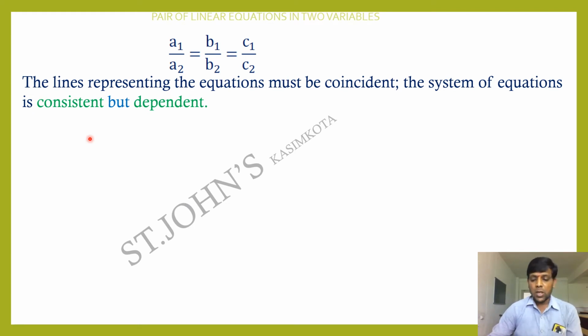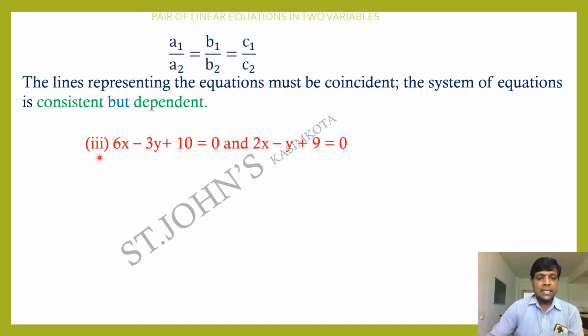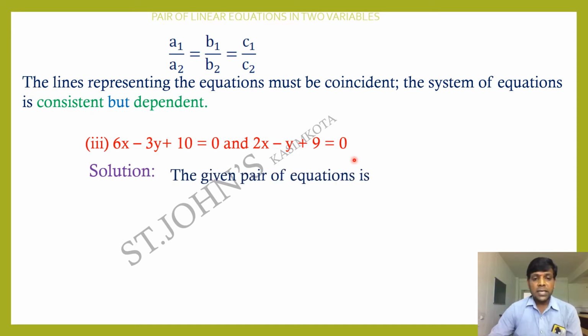Okay. Now we are going to another question. Third one, 6x minus 3y plus 10 equal to 0 and 2x minus y plus 9 equal to 0. These are the given equations. So write the solution part. First of all, you have to write the given equations. The given pair of equations is 6x minus 3y plus 10 equal to 0 and 2x minus y plus 9 equal to 0. So what is the value of a1? 6, b1 minus 3 and c1 10, a2 2, b2 minus 1, c2 9.